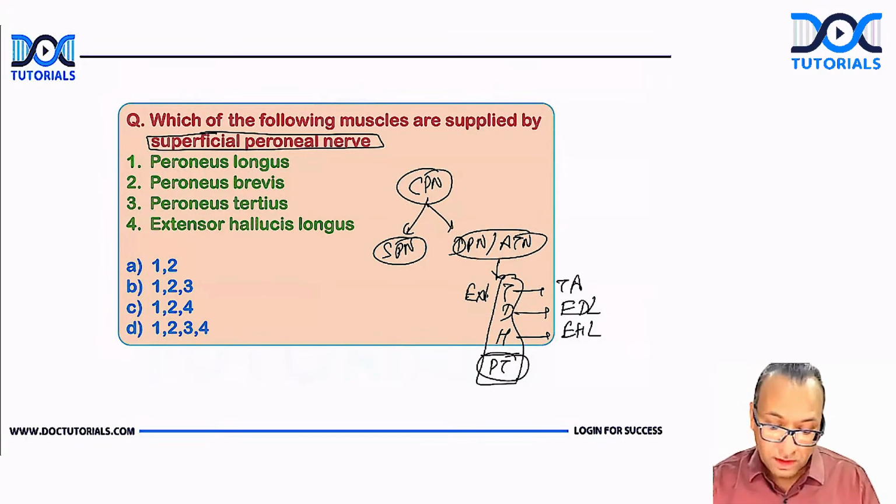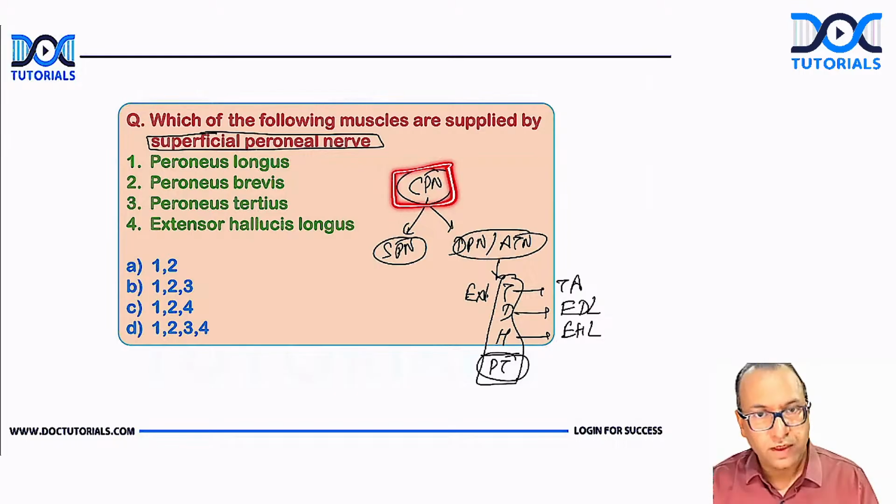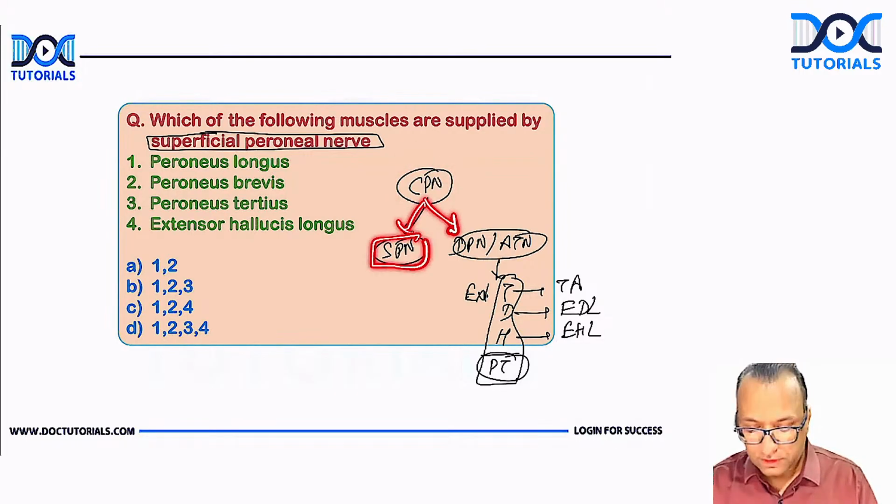I'll tell again. This is the common peroneal nerve. It gives two branches. That is why it's called common. It will give a superficial and a deep branch. The superficial branch is the superficial peroneal nerve. The deep branch is the deep peroneal nerve or anterior tibial nerve.